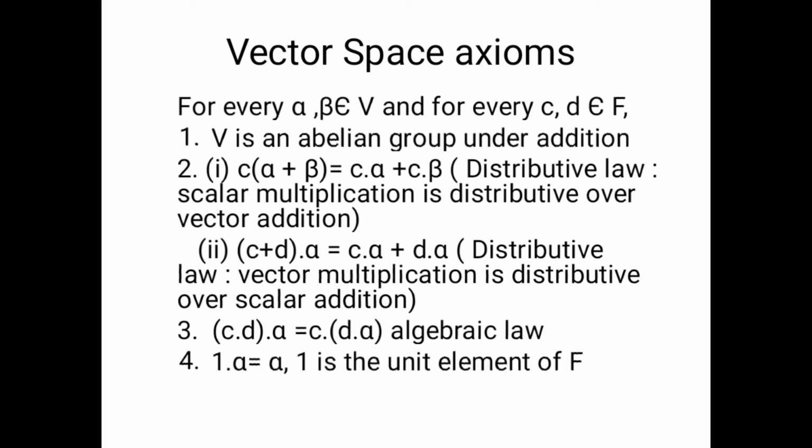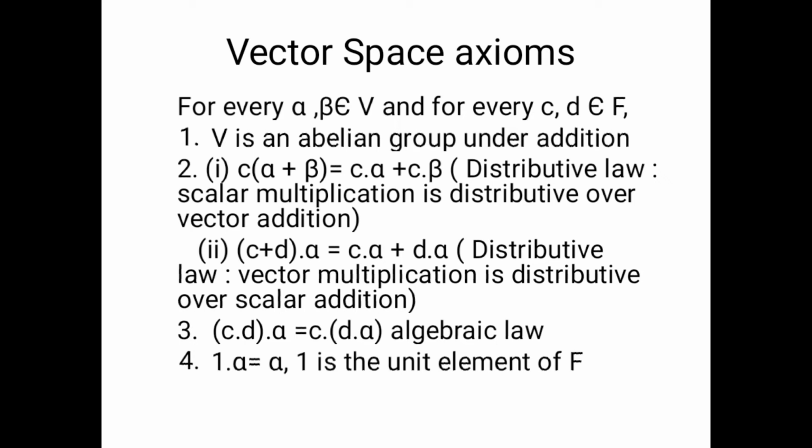And after that, there are some laws for the external composition. The first two are called distributive laws. One is that vector multiplication is distributive over scalar addition, that is alpha dot (c plus d) is equal to alpha dot c plus alpha dot d.